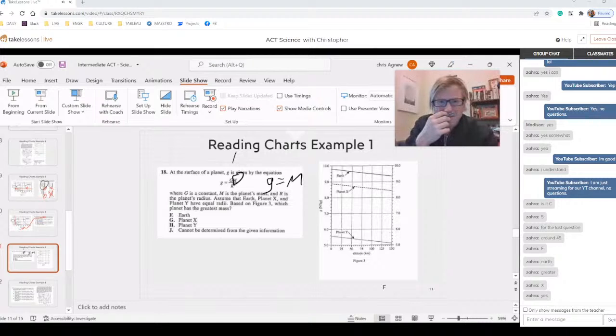Which planet has the greatest mass? And M is the mass. And they've given us g. So the higher g is, the greater M is. So Earth seems to have the greatest g, so therefore Earth must have the greatest mass. Zara, does that make sense? So the answer would be Earth.